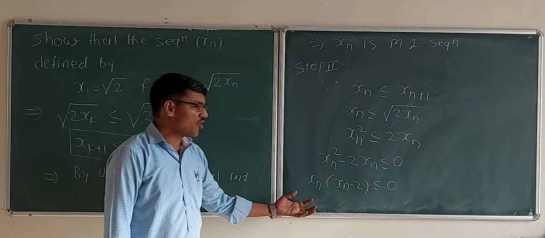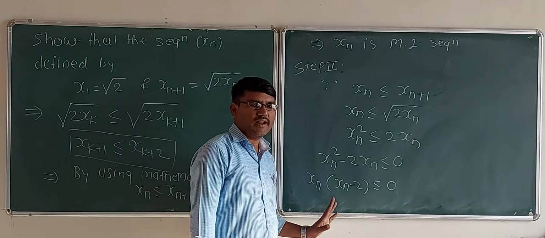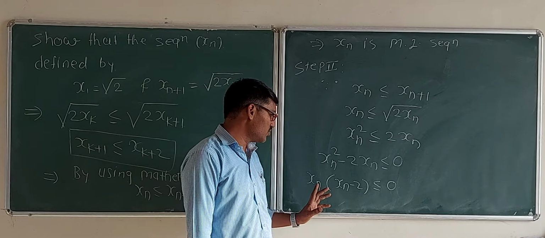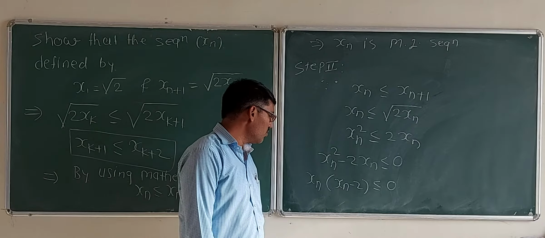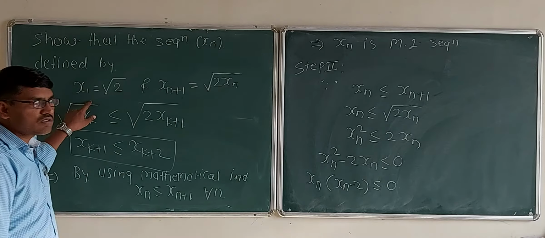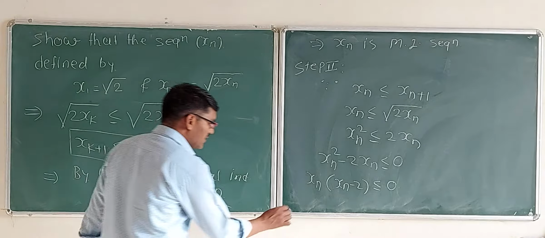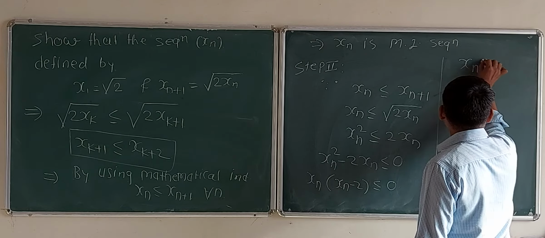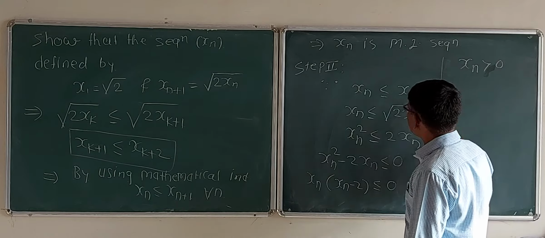Now when the product of two numbers is less than or equal to 0, both have opposite signs, that is, if this is a plus, this is a minus, or if this is minus, this is plus. But what is xn? The first term is root 2, so it is greater than or equal to 0. So xn is greater than 0. Every term of the sequence is greater than 0.